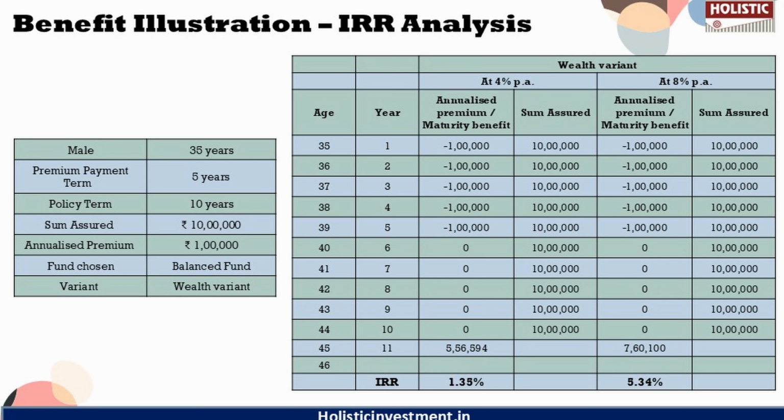So the IRR for the 4%, the worst case scenario, is 1.35%, and the best case scenario IRR, which is the 8%, is 5.34%. So this proves that this policy couldn't even reap a bank savings account return at 4% and couldn't even reap a bank FD rate at 8%, which makes it difficult to beat inflation in the long run.